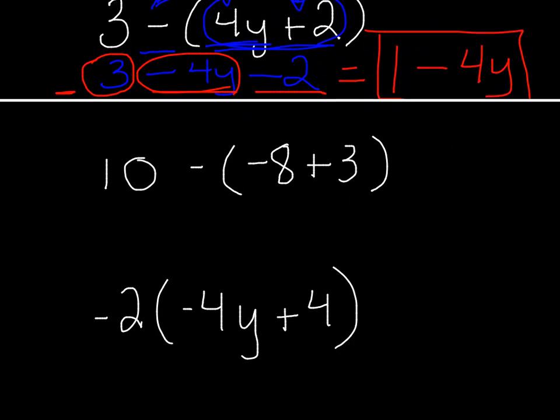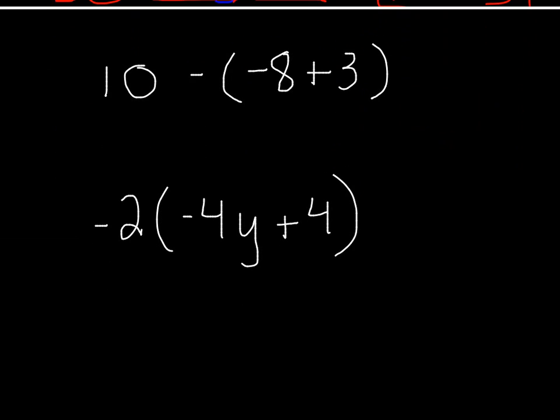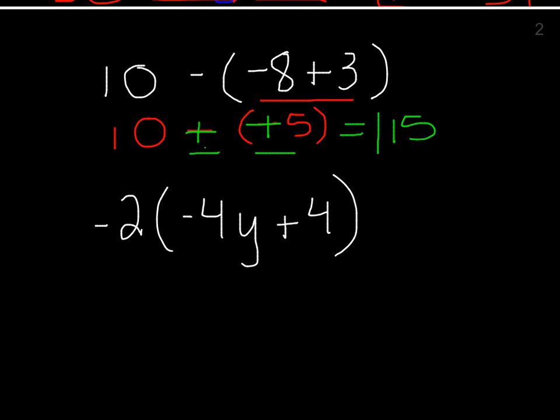Looking at the next one, this one doesn't have a letter in it, so we're going to simplify the parentheses first, and -8 plus 3 is -5. So I'm going to do that. I'm going to keep it in parentheses. I'm going to bring down my 10 and the minus sign, and now I have 10 minus -5. So I have minus negative. I'm going to change this to plus, change the sign of the next number, which changes it to plus, and now I'm just going to add 10 plus 5 is 15. And so that is the answer.